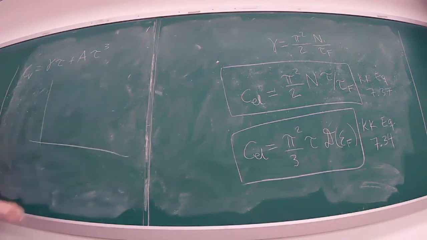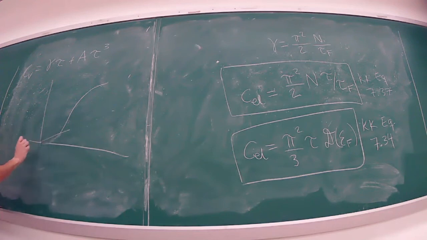This term, the cubic one, is very tiny. It's tinier than the linear. And so the linear term is going to dominate. So instead of looking like that at low temperature, it's going to look like this. So you have the linear and the cubic.